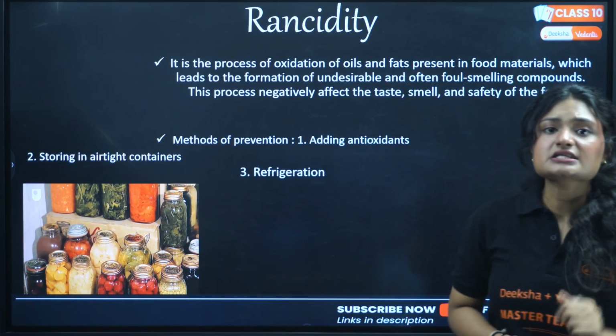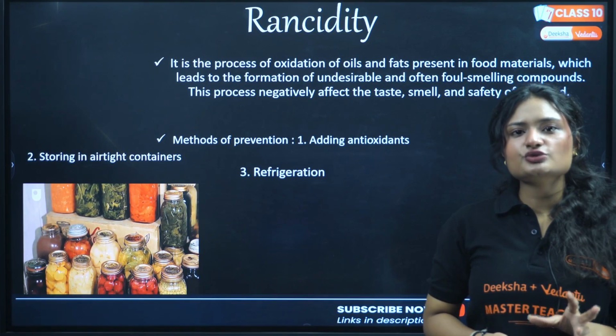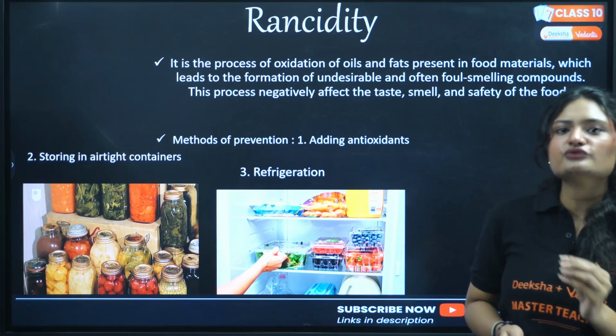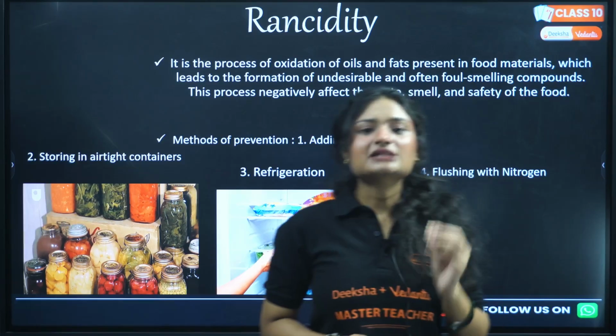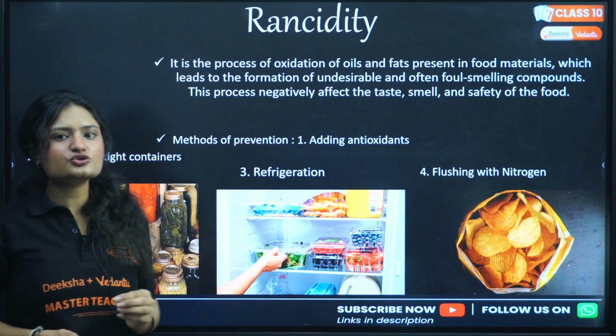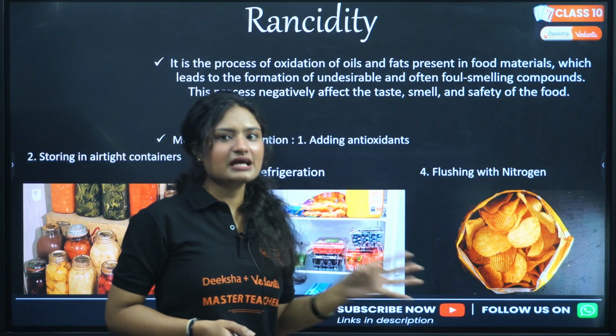The next method is refrigeration. What does refrigeration do? Refrigeration slows down the oxidation process, and that's how you prevent your food from getting rancid. The third method is flushing with nitrogen. Normally chips packets are flushed with nitrogen to prevent them from getting rancid.